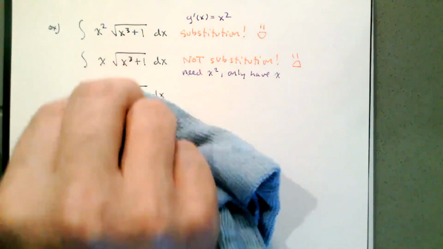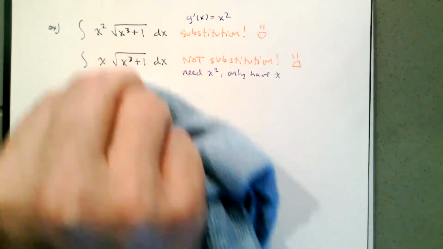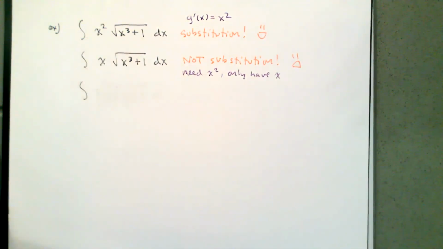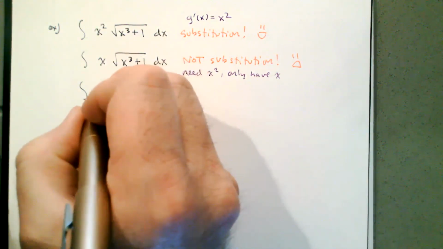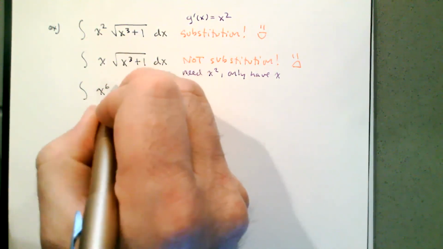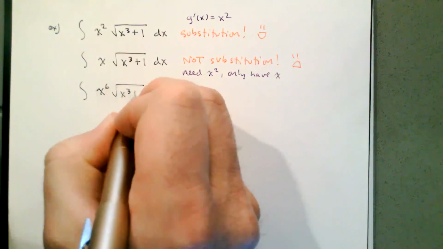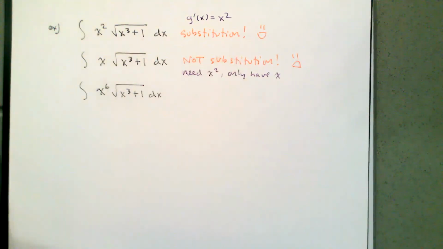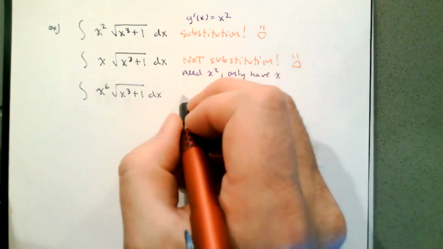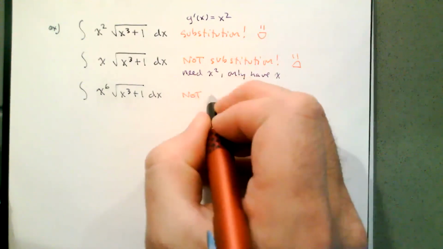It's a mess. My dog was reminding me that x to the 5th is problematic as well. So here we have also not substitution. I need x squared. I have too many of them. I got x to the 6th. What am I going to do with that extra x to the 4th? So this is also not substitution.